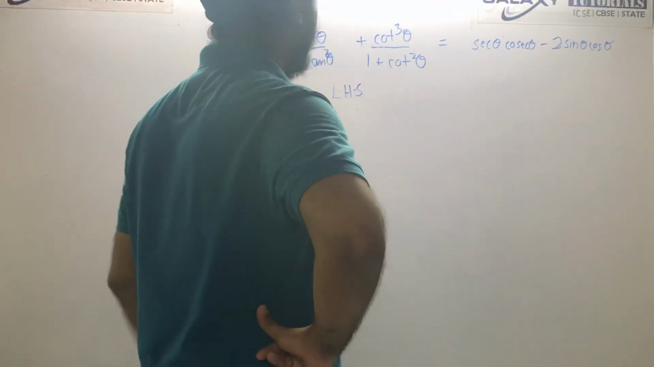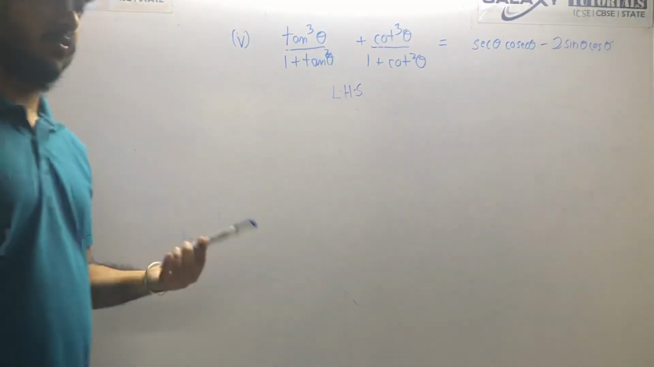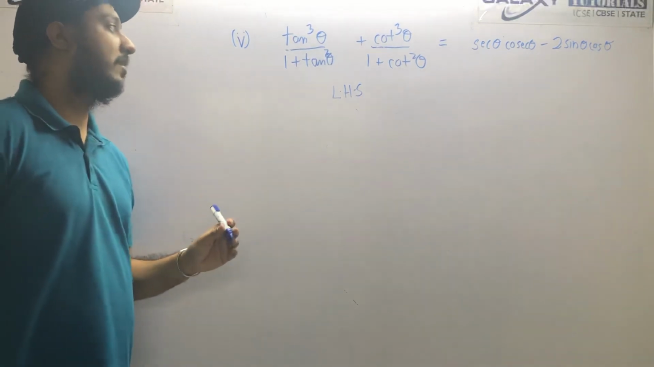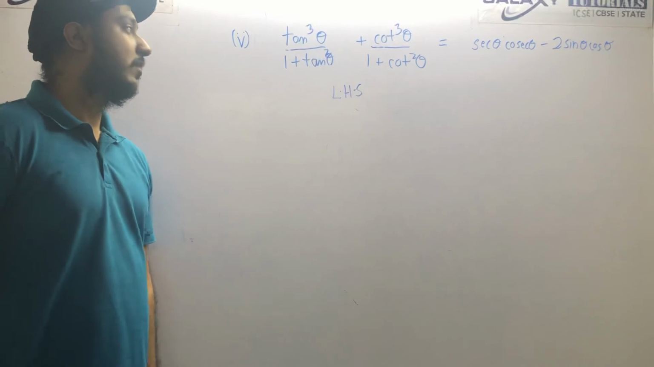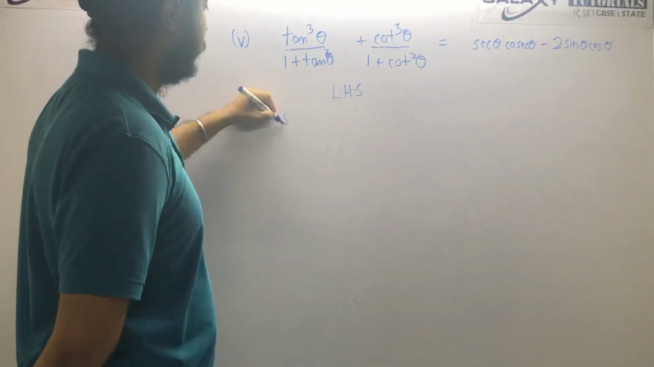So now in this case, you don't convert. First of all, you are seeing one thing here, 1 plus tan square theta and 1 plus cot square theta. Okay, what is 1 plus tan square theta?